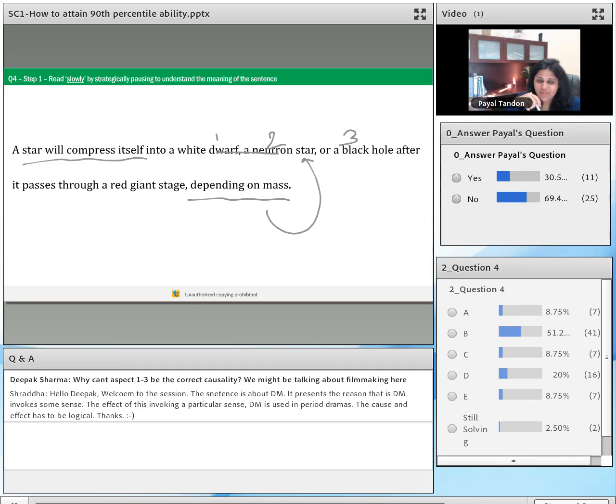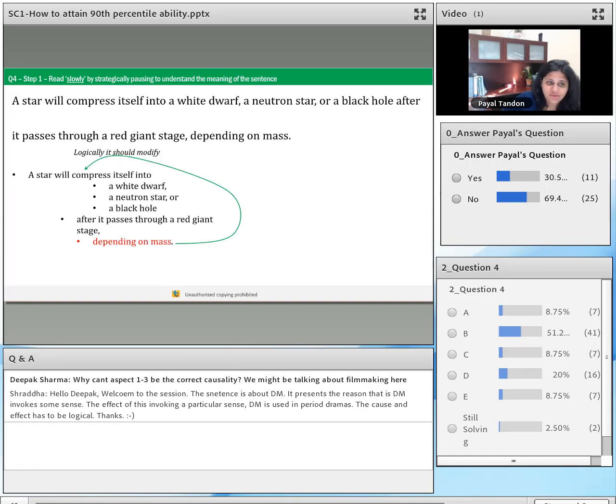But the problem with how the sentence has been constructed is that depending on the mass, this is the correct one, but it could also refer to after it passes through a red giant stage. A star will compress itself into these three after it passes through a red giant stage, depending on the mass. Essentially, this part appears to be or could also be together, and that is why this choice is wrong. Okay.